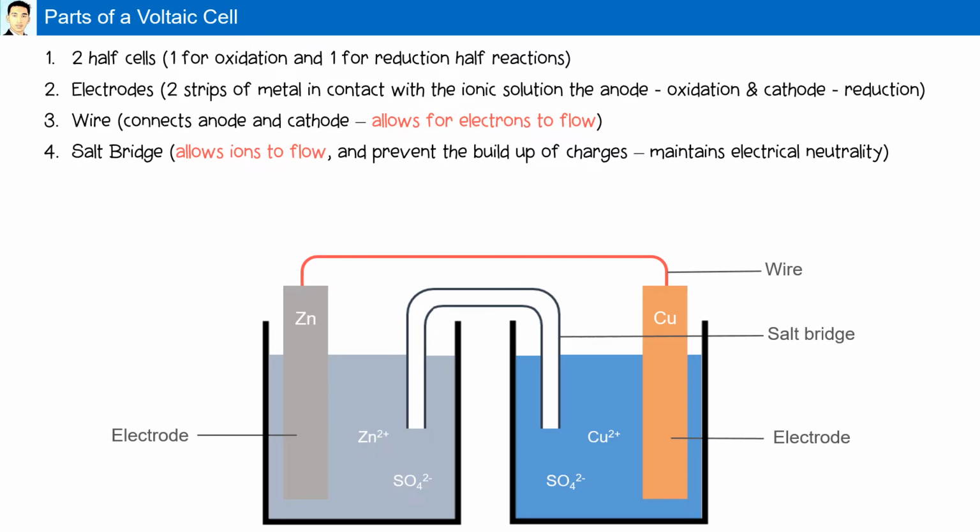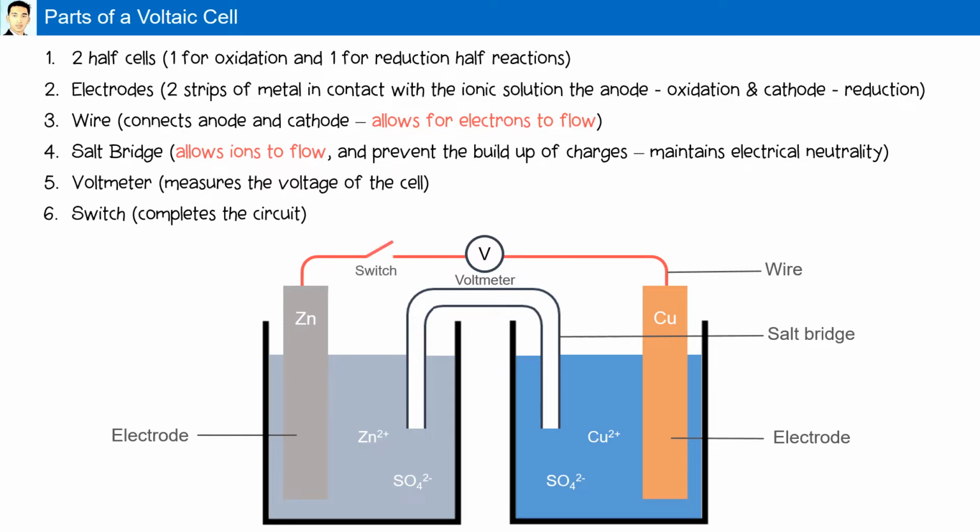In addition to these four components, voltaic cells are sometimes depicted with a voltmeter, which measures the voltage of the cell or the electrons flowing through the wire. In addition to the voltmeter, we may also include a switch, which completes the circuit. These are the parts of a voltaic cell. Two half cells, here we have the zinc side and the copper side, two electrodes, zinc and copper, a wire connecting the electrodes, and a salt bridge connecting the solutions of the two half cells.